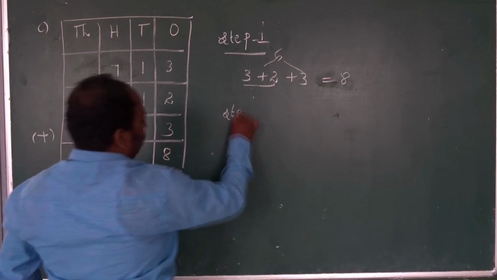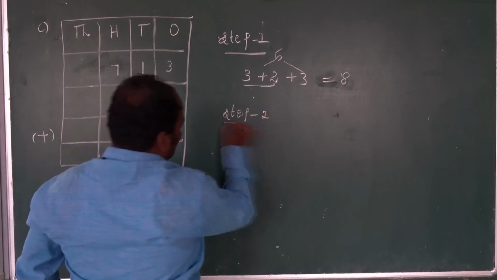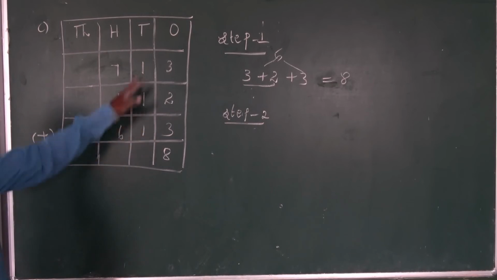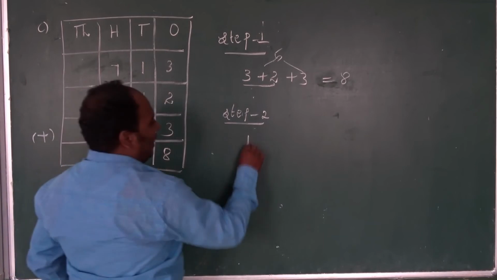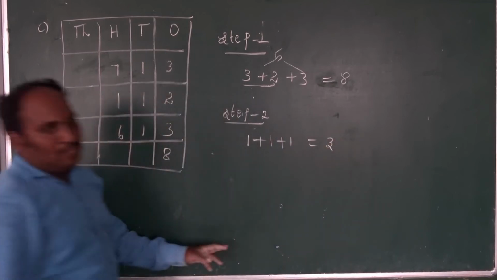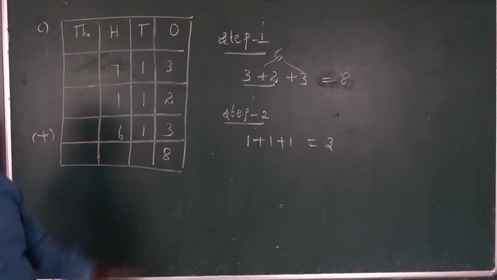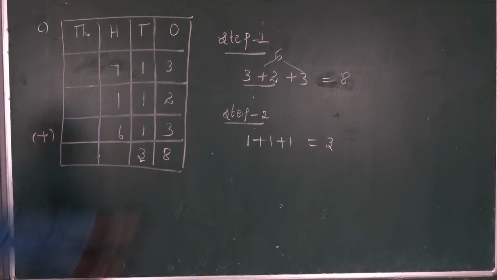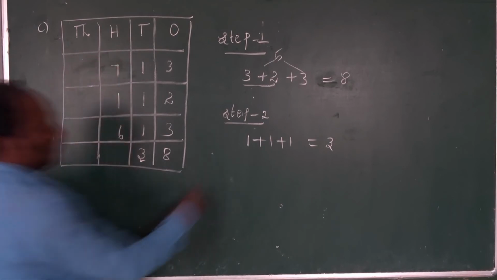Next, step 2. We go to the tens place. 1 tens, 1 tens, 1 tens, so 3 tens here. Simply write 1 plus 1 plus 1 is equal to 3. The number 3, write in the tens place.